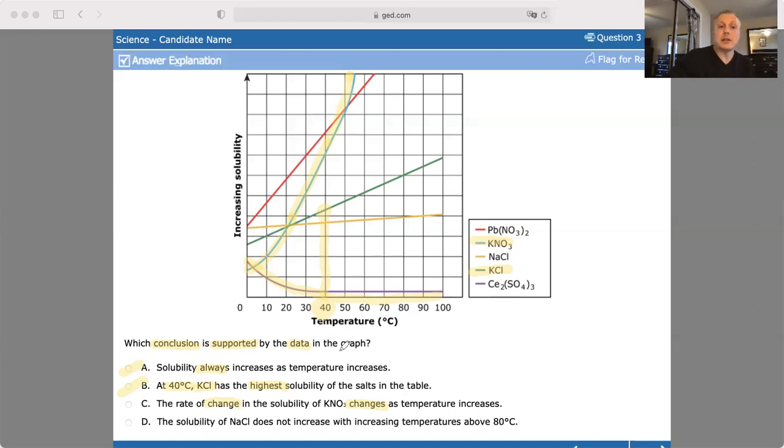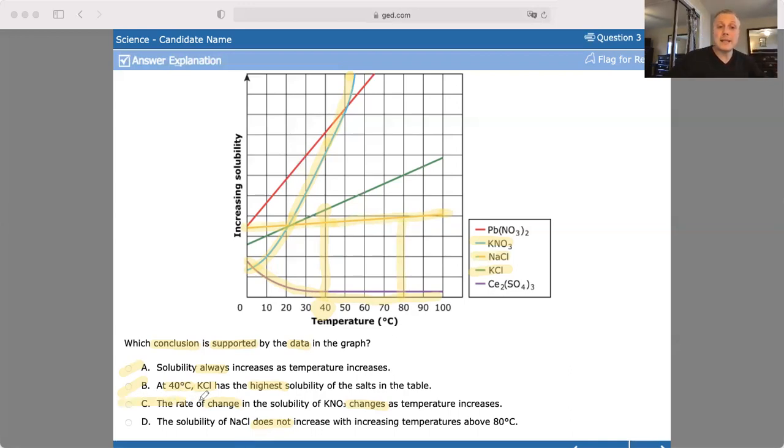And then this is the solubility of NaCl, which is the orange one. And we can see the orange one right here, right there. It says that it does not increase above 80. There's 80 right here. Not true. It continues. It continues to go, but it's slow.